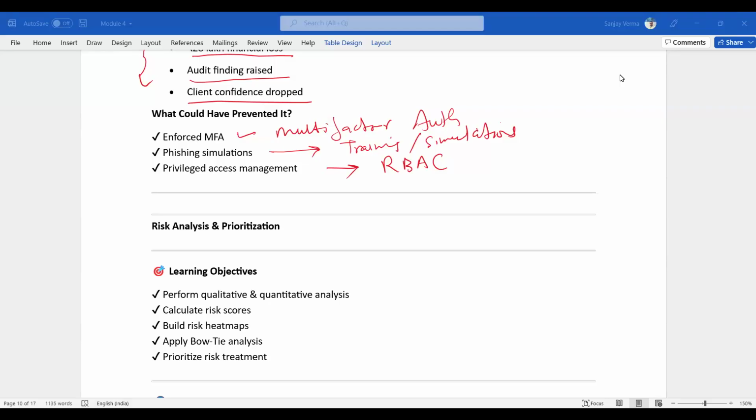Okay, so in the last class we discussed different risk management concepts and also some tools and technologies, like what could be the control against a particular risk. Now we are going to discuss risk analysis and how we will prioritize.